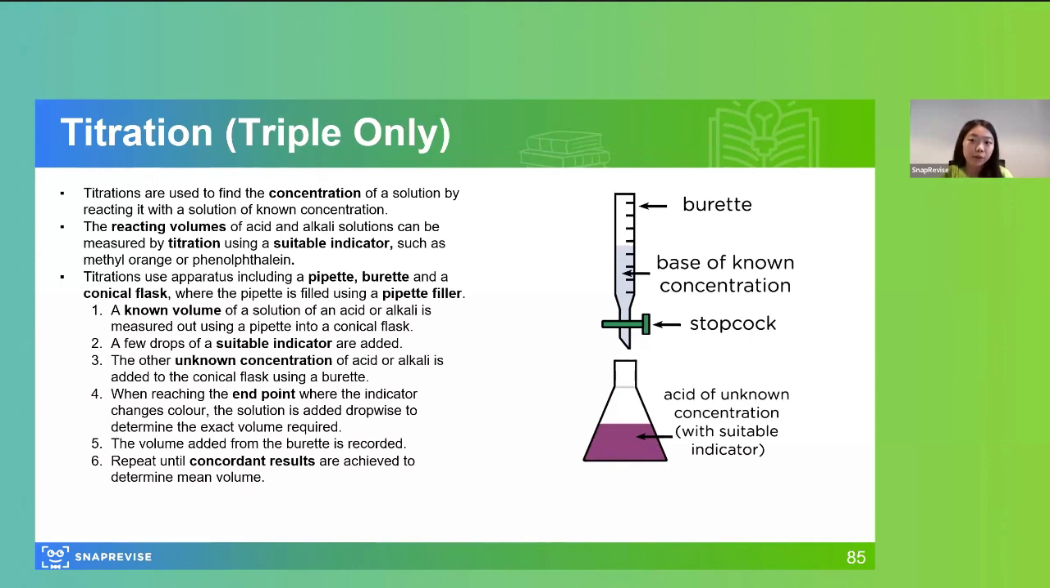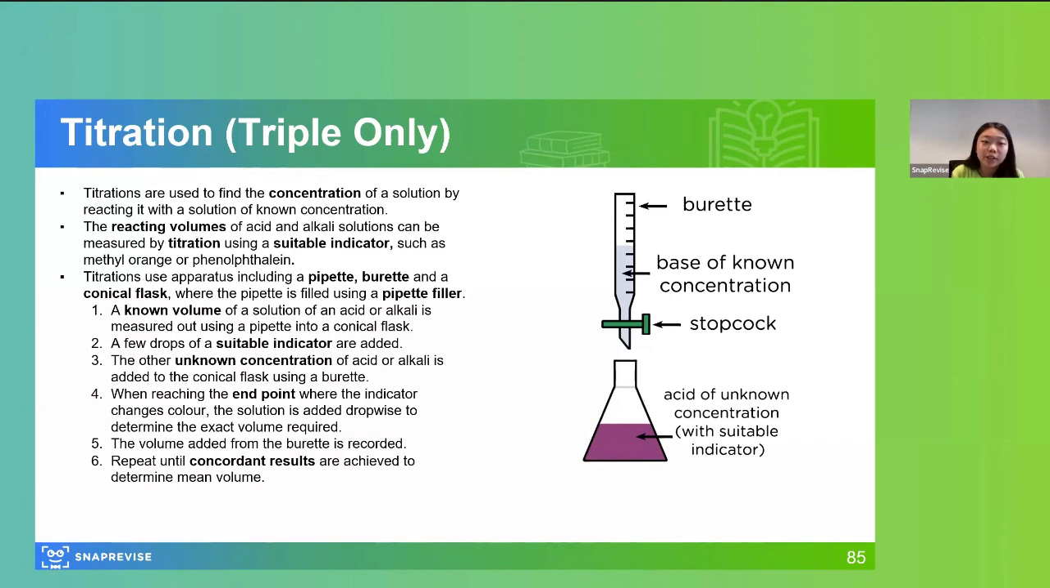Titrations, this is mainly for triple. I think there is a little bit for combined sciences that they need to know, but it's mainly for triple. So I'm just going to talk about titrations. If you plan on doing A-level chemistry, you're going to do titrations a lot. So I'm just going to break it down for you.